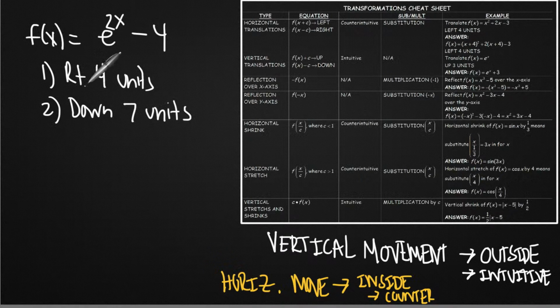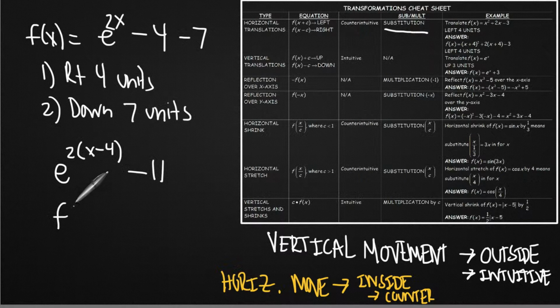All right, if I want to shift something right, that is horizontal movement, which means it needs to be up here with the x inside the function, and it also needs to be counterintuitive. And I go to my cheat sheet, it's going to be a substitution. So everywhere I see an x, I'm going to replace it with x minus 4. Now notice, I didn't just tack on an x minus 4. I used parentheses because this is really going to be 2x minus 8. And then I need to move this thing down 7 units, so I need to actually subtract 7 from this negative 4, and I get negative 11.